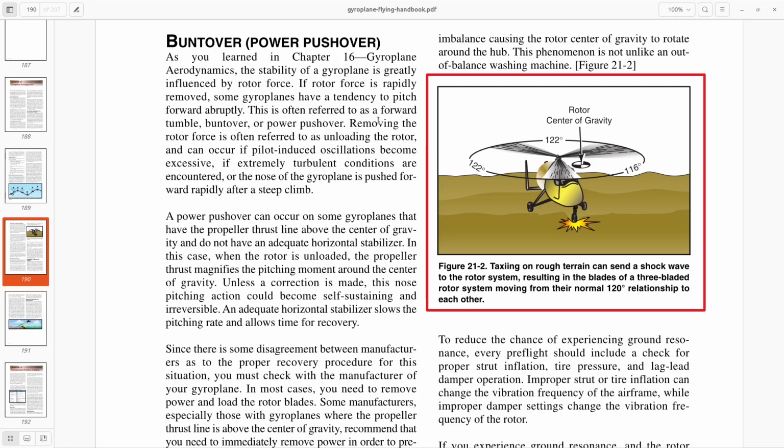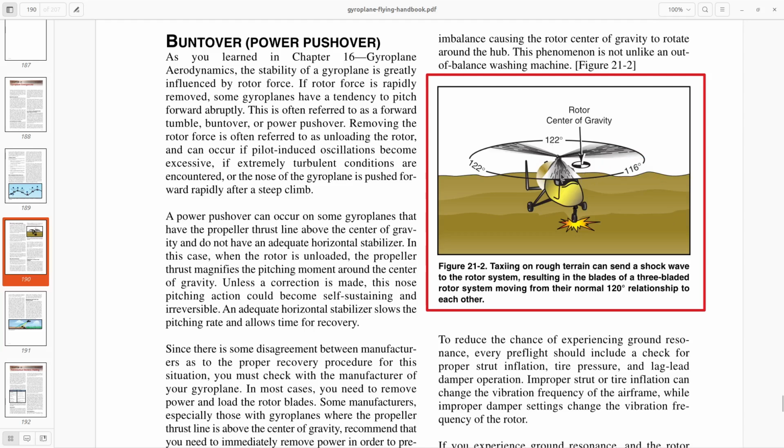So if you have a fully articulated rotor system, usually a three-bladed system, as shown in this picture here, and you come in to land and you hit the ground kind of hard and unevenly, what can happen is there are the lead-lag hinges between the different rotors. Normally, if you have three rotors, they would be 120 degrees apart. But because you jarred it out of place, now this one is 116 from this one, and these are 122 from each other.